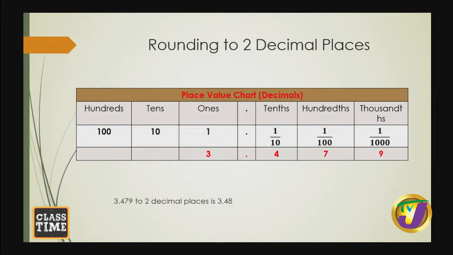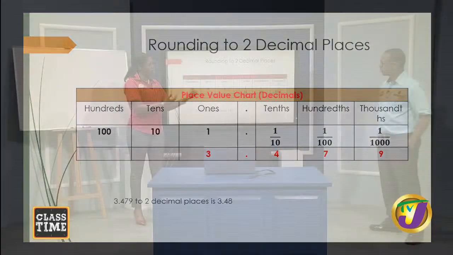3.48. So we would round the 7 to the 8 because the 9 thousandths is just 1 thousandth away from what we need to make it. So it's like we're exchanging money.